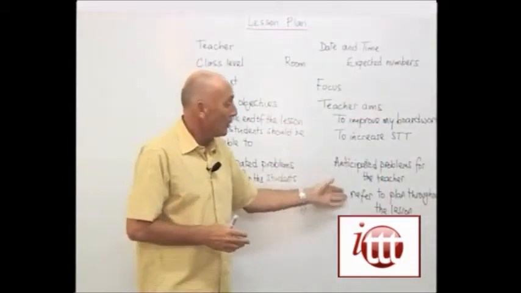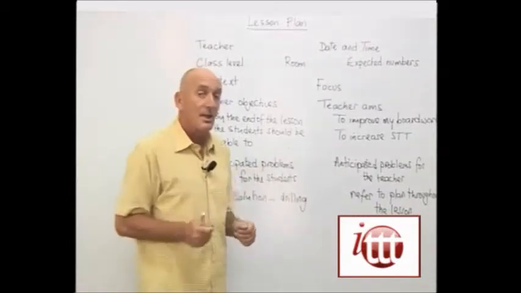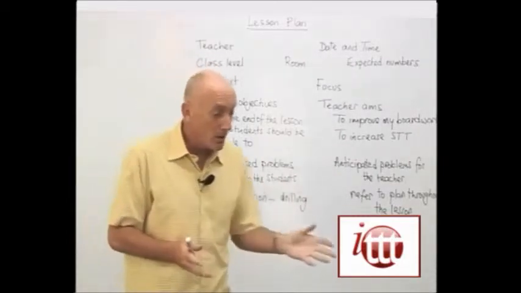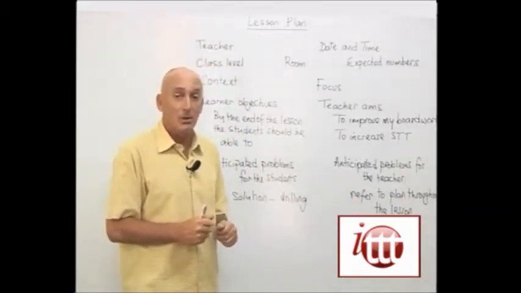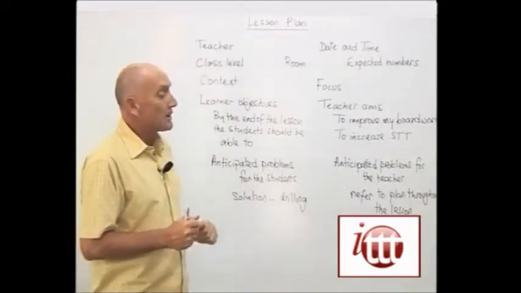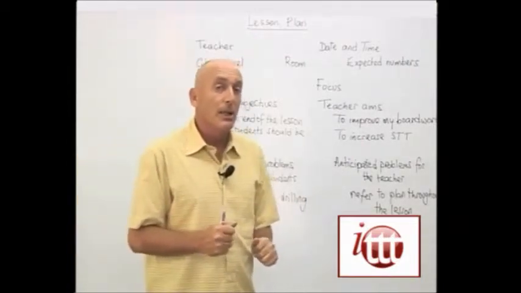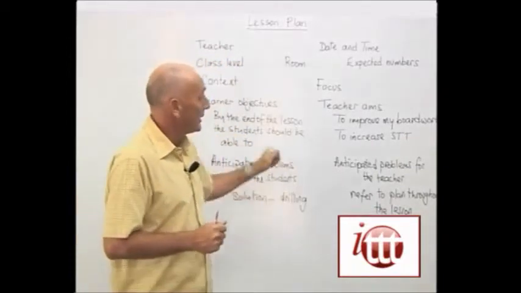But there's no reason at all why we shouldn't have a set of bullet points on a piece of paper on a desk in front of us that every now and again we can just refer to quickly to make sure that we're following our plan in sequence. So these are some of the things that might be on our lesson plan. What we're going to do now is to fill out an actual lesson plan using this particular form.